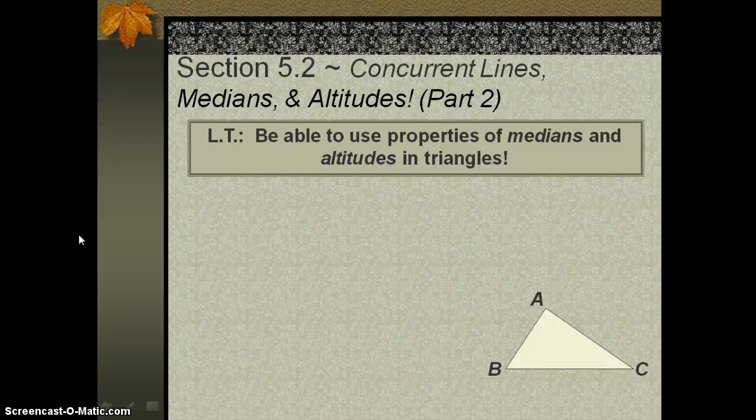Hi class, this is section 5.2 part 2. This time we will be talking about medians and altitudes in triangles. We will be able to use properties of medians and altitudes in triangles. That's our learning target.